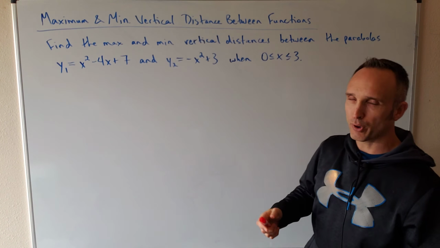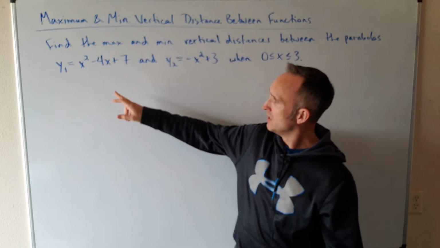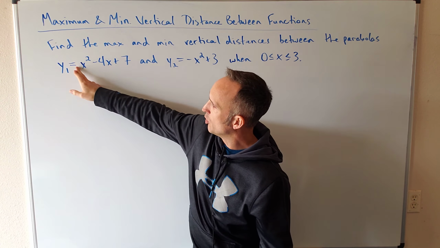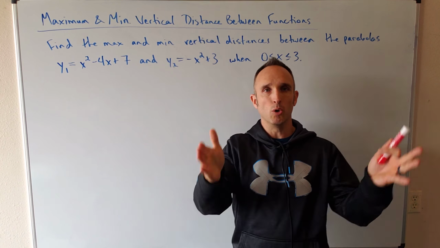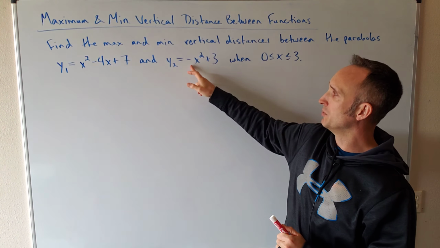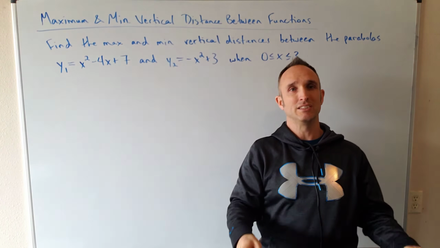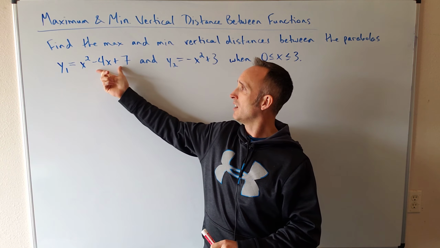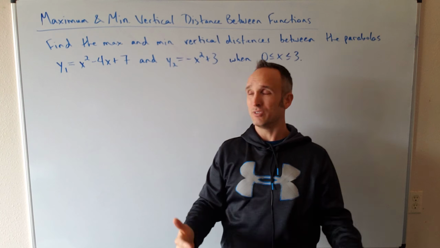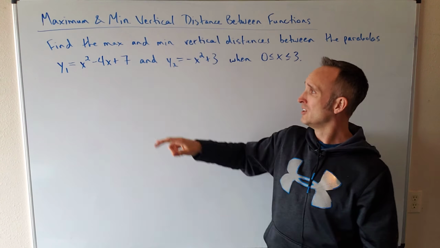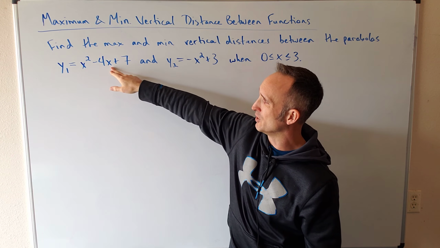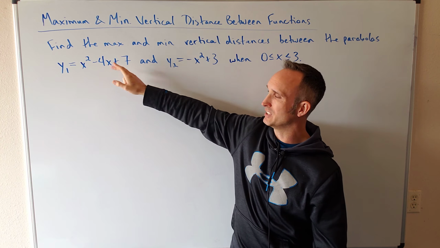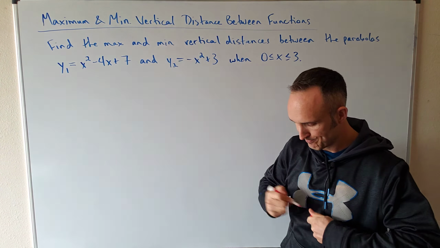Now, these are parabolas, so you should be pretty familiar with them. This parabola, because the coefficient of x squared is positive, is going to open up. And this parabola, because the coefficient of x squared is negative, means it opens down. So we could think of this as being the higher function. When we calculate vertical distance, that's going to be important to keep in mind.